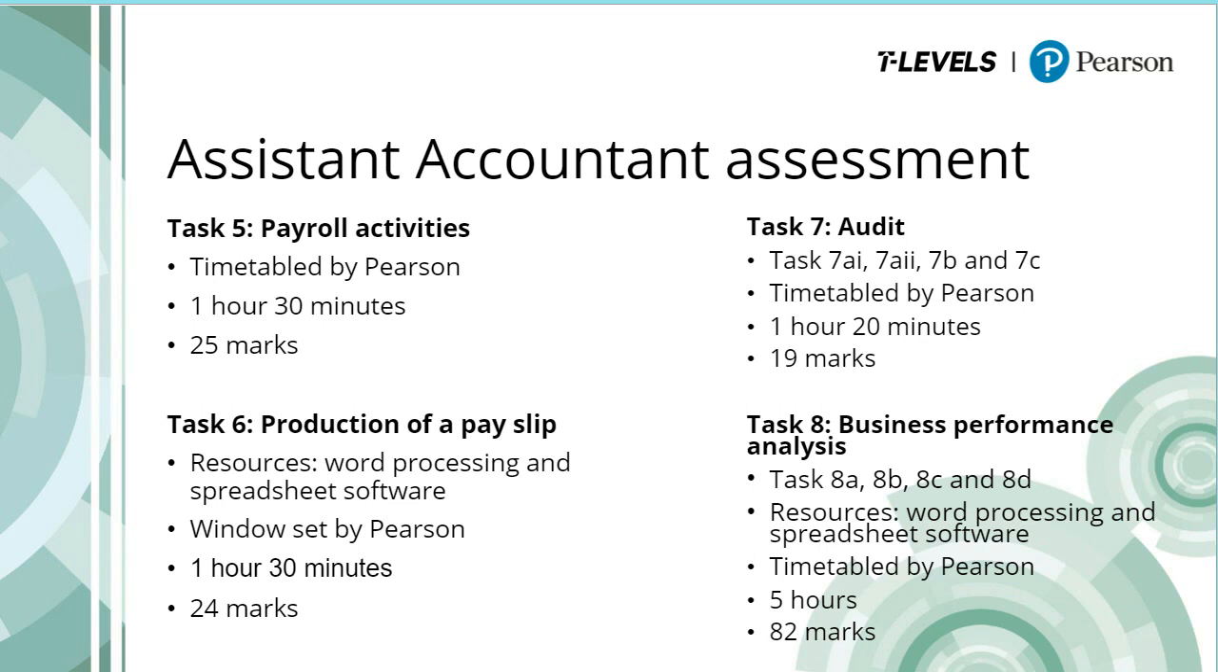In Task 8A, your students will be asked to calculate ratios and produce a report. In 8B, they'll produce a cash flow forecast and report an updated cash flow forecast. In 8C, they'll prepare budgetary information. And finally, in Task 8D, your students should calculate variances and produce a report. And again, resource documents and answer booklets will be provided, and for some of the activities within the task, your students will be required to use spreadsheets and word processing software.